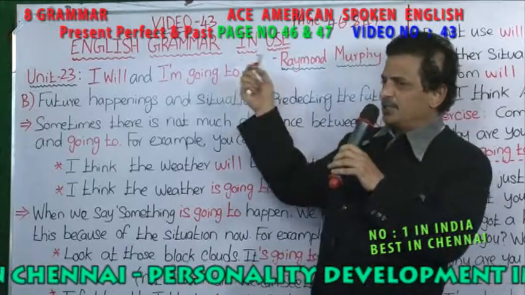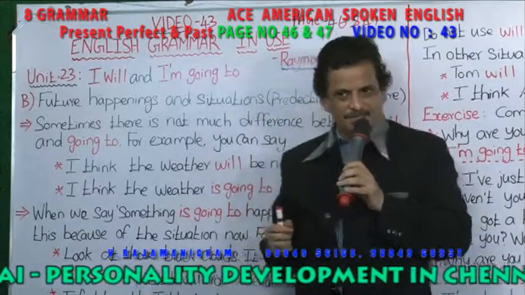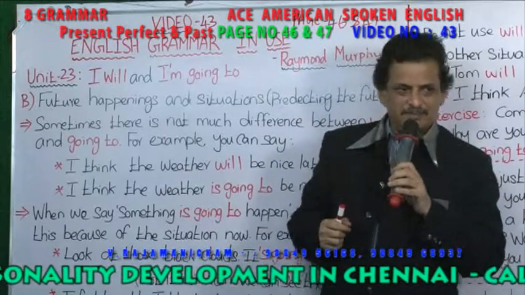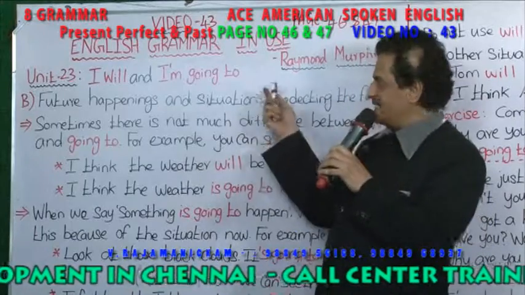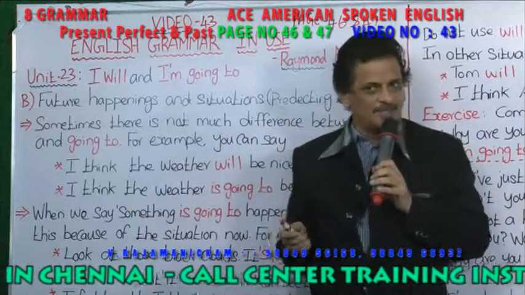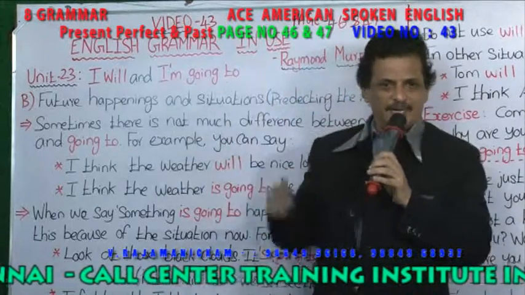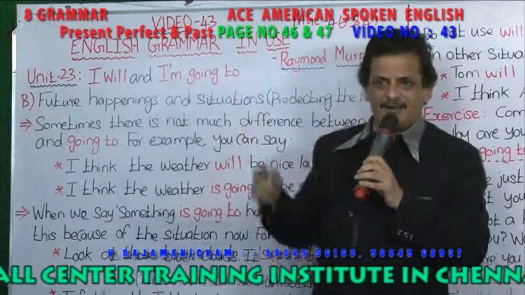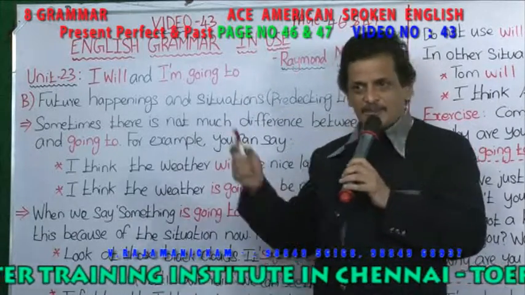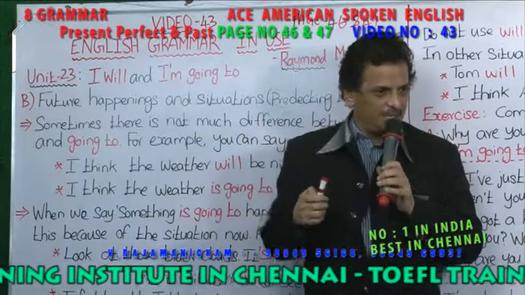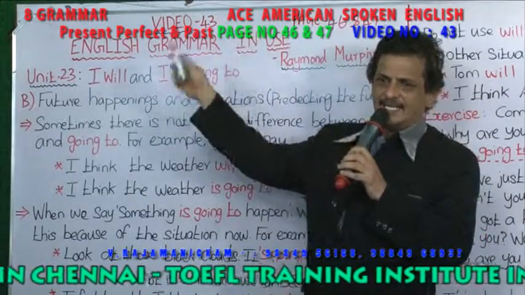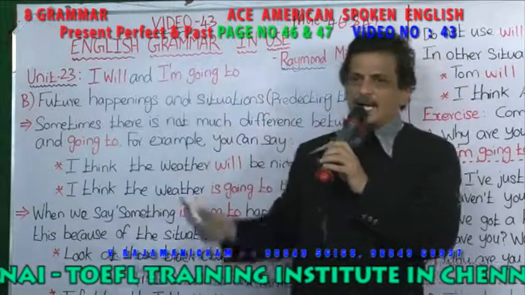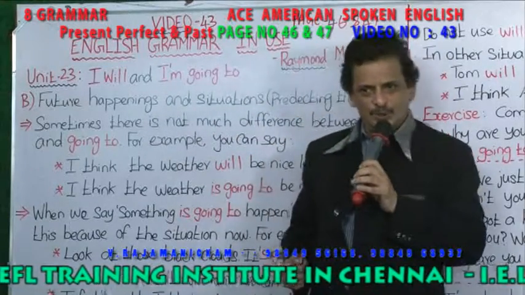Where do you use I am going to? Six months ago, my family members and I decided to build a house. Then I say, I am going to build a house, because the decision has already been made. I am going to buy a car. I am going to the USA. When something is already decided, there you are using I am going to do something.